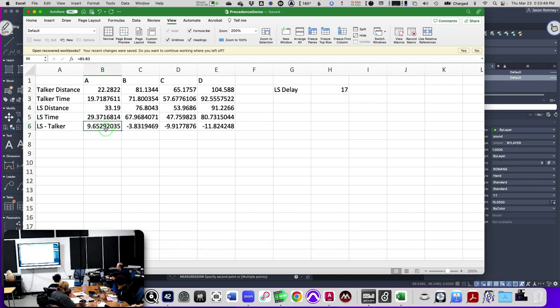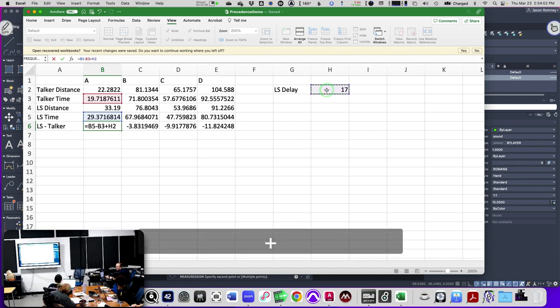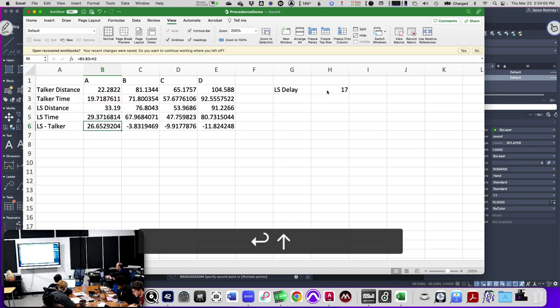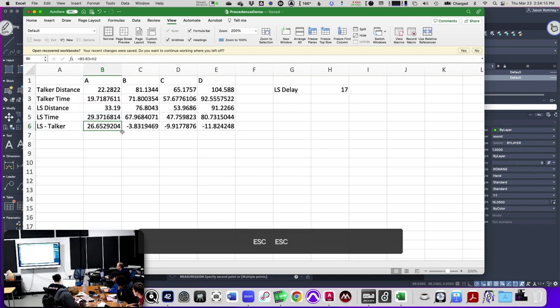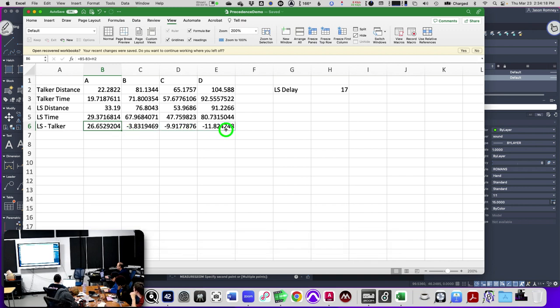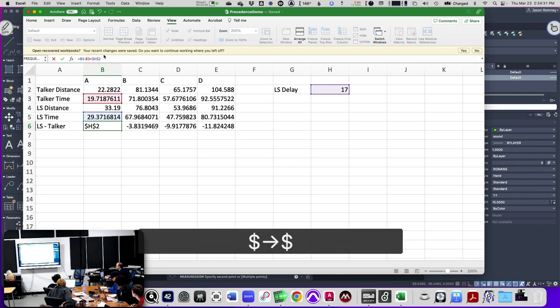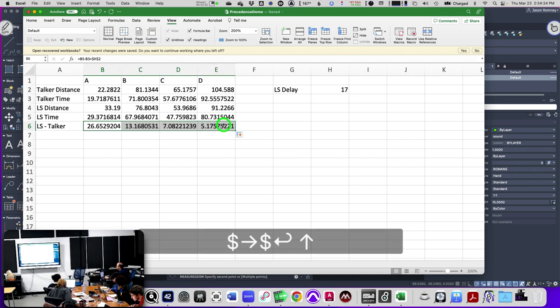Let's find out. So what I'm going to do is add the loudspeaker delay into that. So the formula now is loudspeaker minus talker plus the loudspeaker delay. And now that front row turns into 26 and a half milliseconds. Now if I copy this over, wait a minute. Oh, hang on, I gotta make this not increment. So I'm gonna have to put the little dollar sign in front of the H and the 2 so it doesn't shift. There we go.